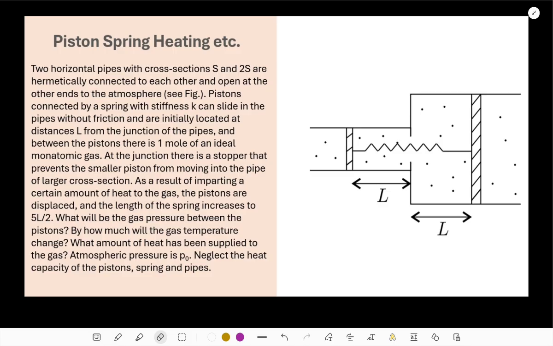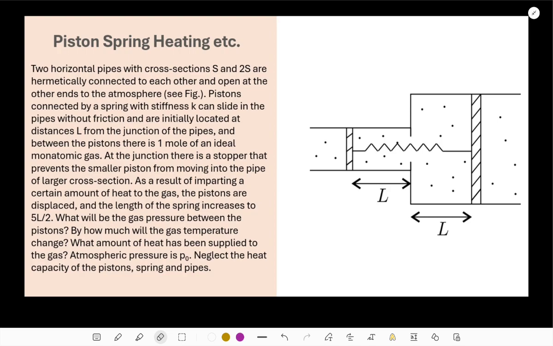And we have a problem looking big. Piston, a spring, heating, etc. That means these are the keywords of this problem. And what is the problem?